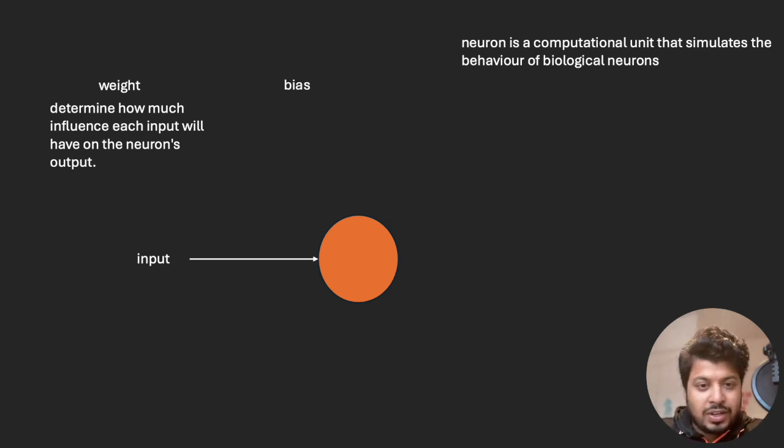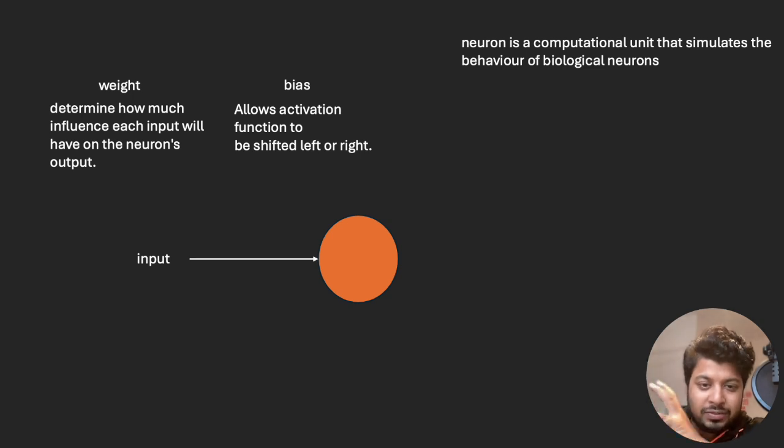After this weight, we have bias. Bias will allow the activation function to be shifted left or right. If you don't know how the activation function works, don't worry, I'm going to explain it to you also. But I have created a separate video on how the activation function is used in neural networks. If you are interested in details of activation functions, you can watch that. Now, based on these three factors, the output will be calculated after applying the activation function on top of it.